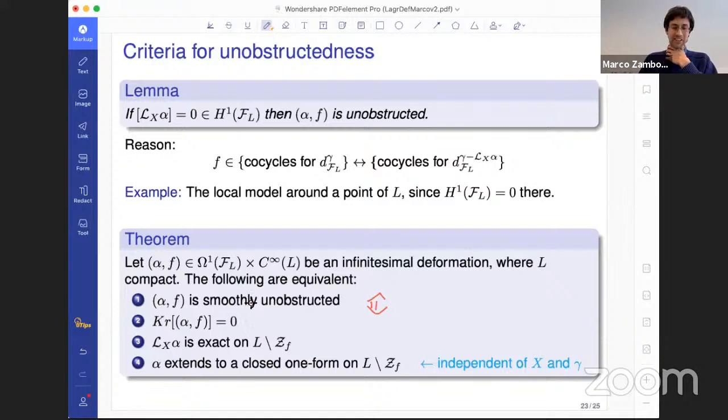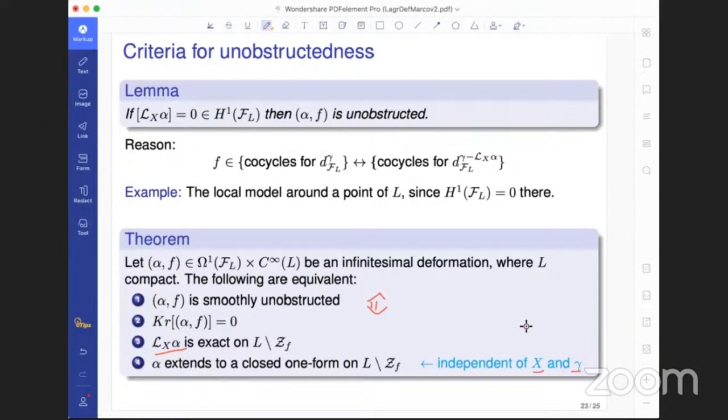Well, with a bit of work, you see that this happens if and only if the Lie derivative of alpha with respect to x is exact, but not on the whole of L, only where f does not vanish. So Z_f denotes the vanishing set of f. Now this is a union of leaves, so here we're talking about a saturated union of leaves in L, and that in turn can be expressed in terms of this. And it's interesting that this condition does not depend on x nor on gamma.